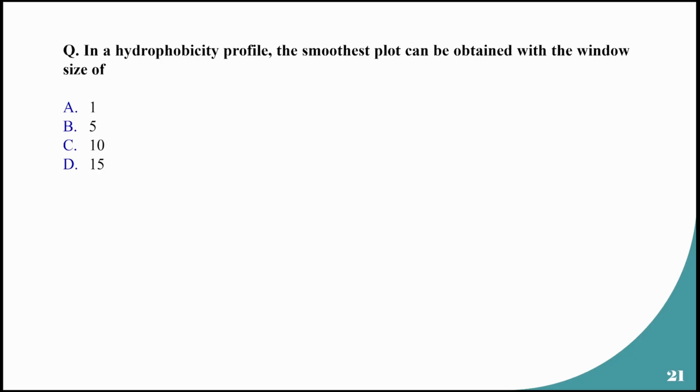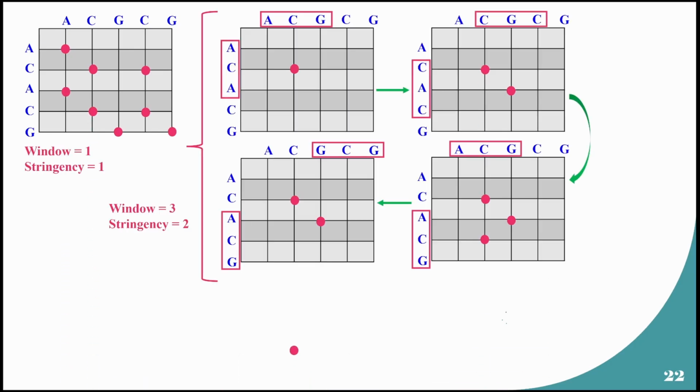So option D, right? The highest window size that you take, the smoother the plot will be, right? We saw the same in the case of the dot plot. We can see it in the case of the hydrophobicity profile, and so on and so forth. That's basically what I mentioned earlier. But in the case of a dot matrix, if you introduce a three base window, you can have a much reduced number of dots, which can be quite useful sometimes if you want to get some patterns.